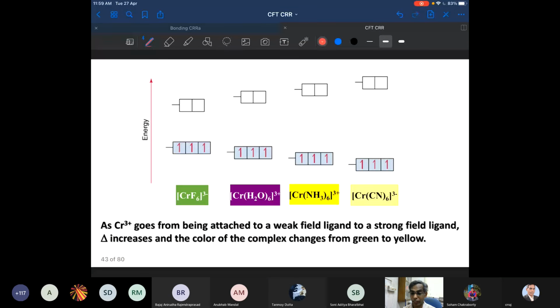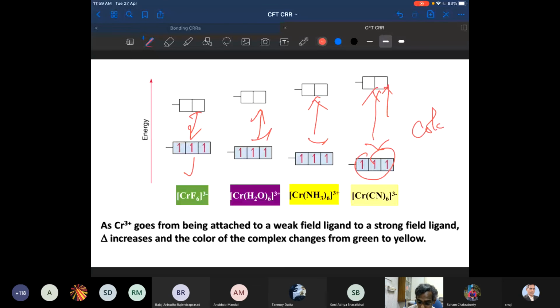Okay. Now, whatever I have already mentioned, I have given here. Here I have a fluoride. The energy gap is less, a little higher, then a little higher, and then very high. So the energy in the visible light is not sufficient to excite this electron to go here.